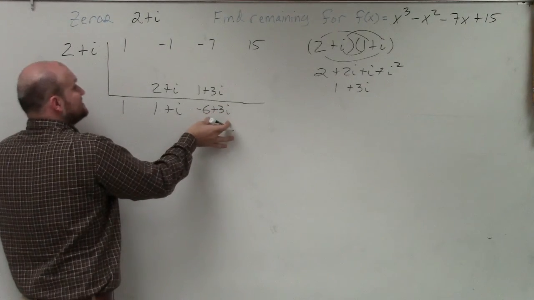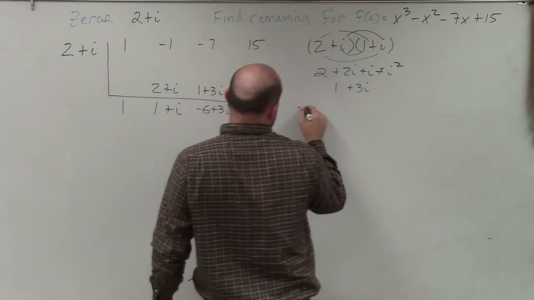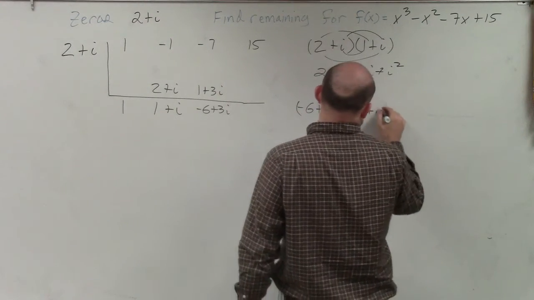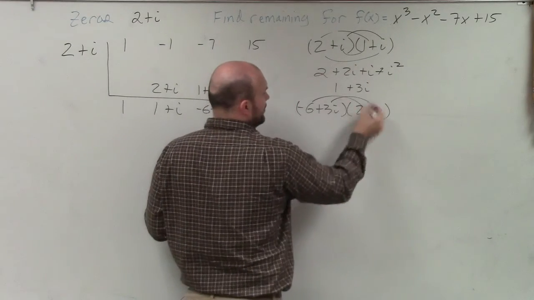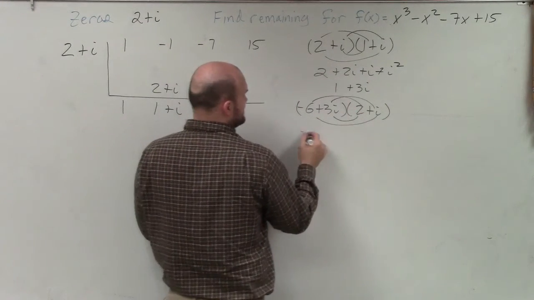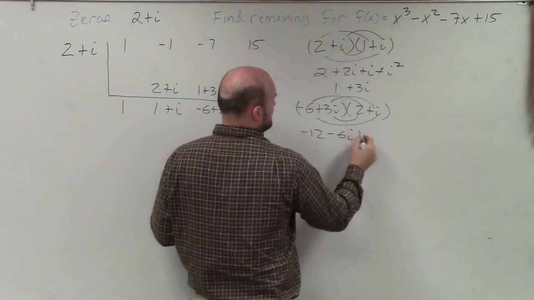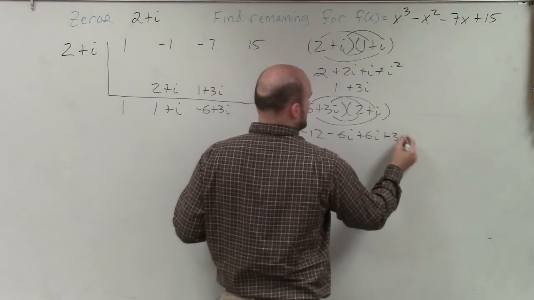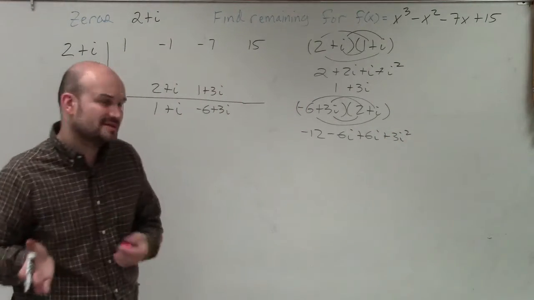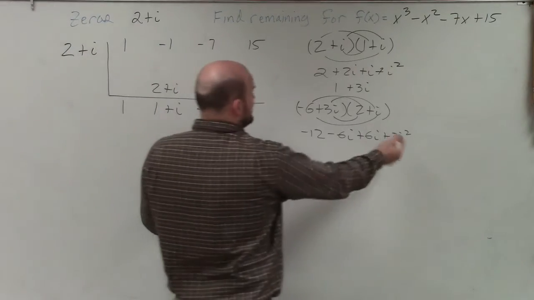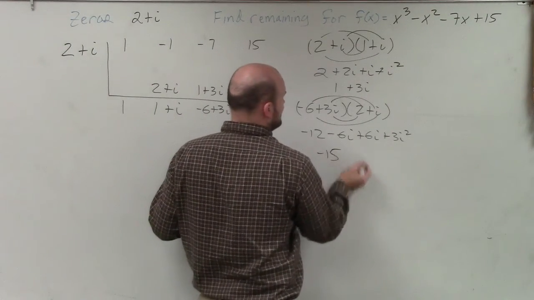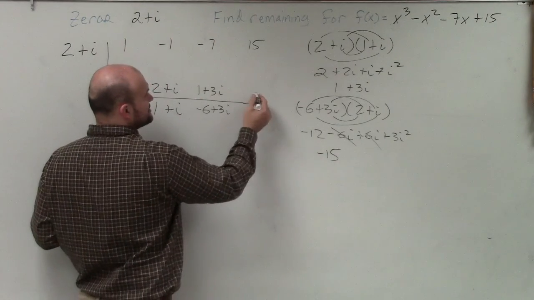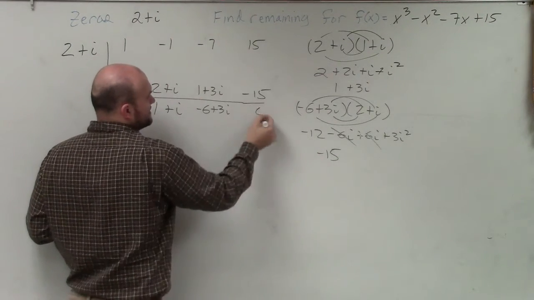Now I need to multiply the -6 plus 3i times 2 plus i. Again, applying your FOIL. -6 times 2 is -12, minus 6i plus 6i. And then 3i times i is going to give me a positive 3i squared. Remember, i squared is -1. -1 times 3 is -3. -3 plus -12 is -15. Negative 6i plus 6i gives me a 0i, which is 0. So therefore, when I add this, I get a remainder of 0.